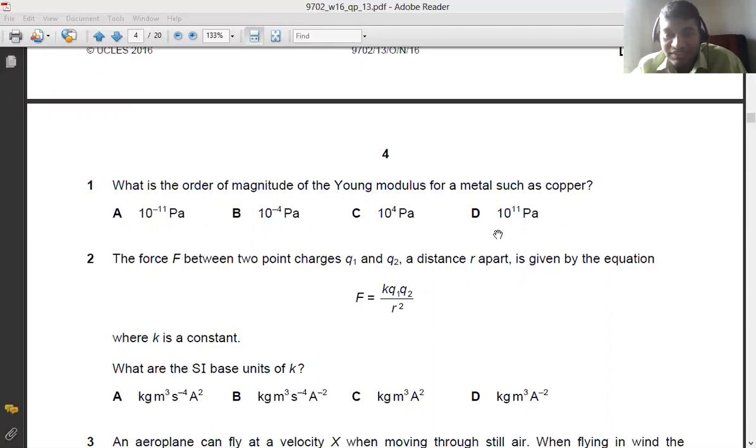10 to the power 11 pascals, because we were talking about 200 gigapascals in our earlier session in the chart. So it is 10 to the power 11 pascals. That is going to be our answer.